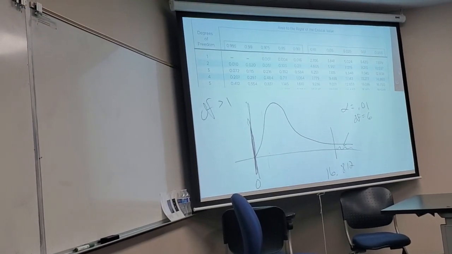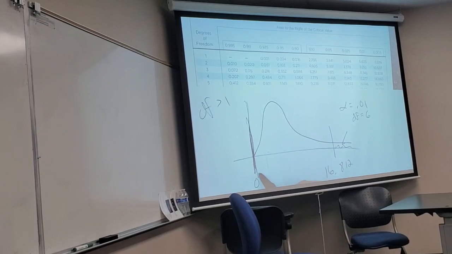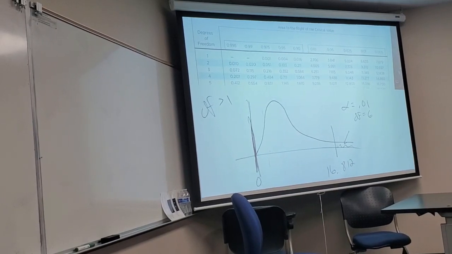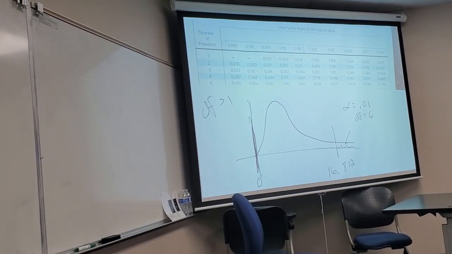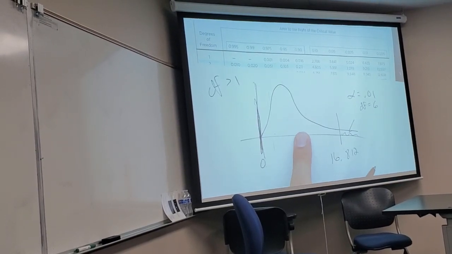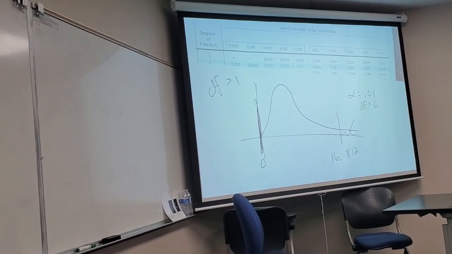Will this be symmetric? There are two reasons it won't. One is that I can't do negative 1.96 and 1.96 like in a z-score, because this doesn't go negative. Also, is this picture symmetric? No, because it's skewed, right?